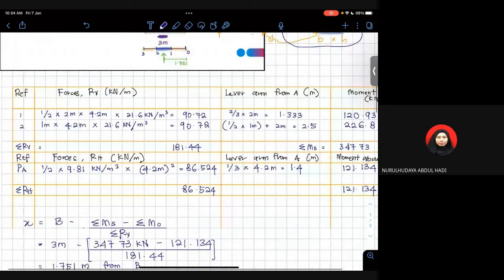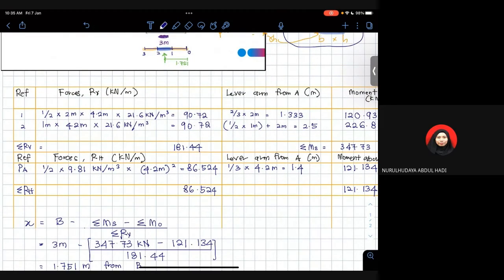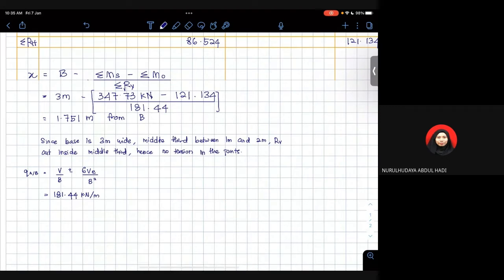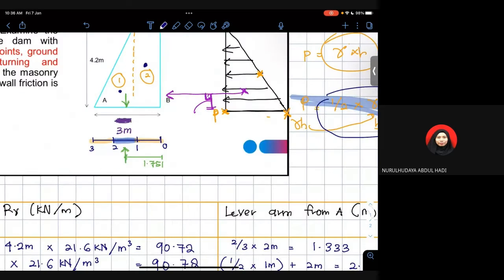Vertical forces is 181.44 ni bahagi dengan B 3 meter plus minus 6 times 181.44. And E dekat sini kita tinggal dulu 3 meter power of 2. We need value of E. E tu eccentricity. Right now, ini X kan. E ni adalah beza antara retaining wall ni punya tengah-tengah nak sampai ke X. Beza dia dengan X lah.